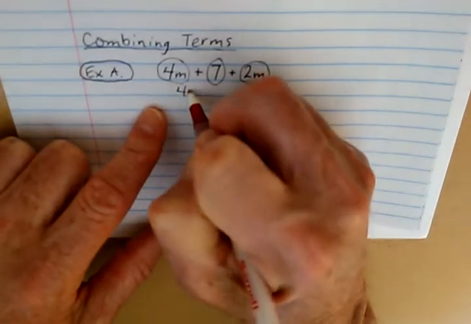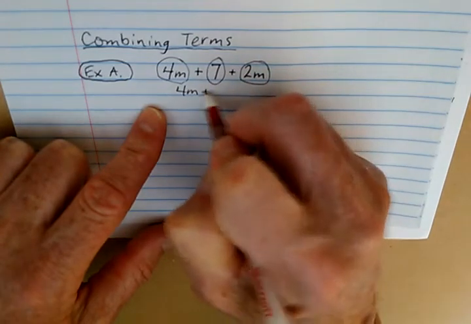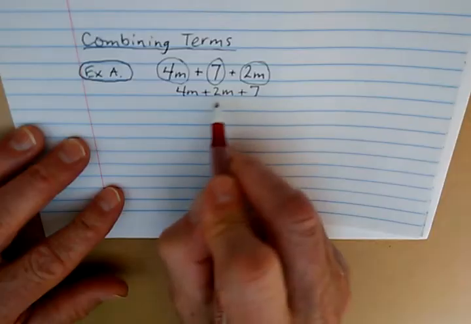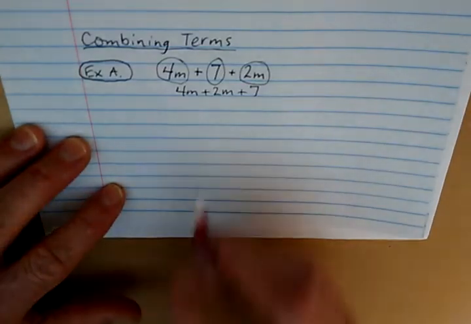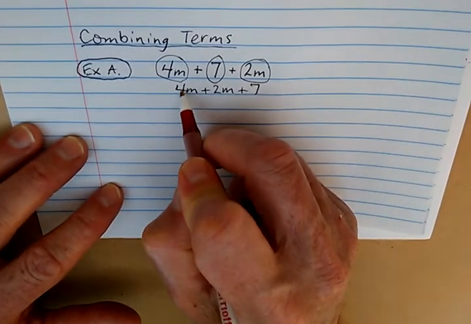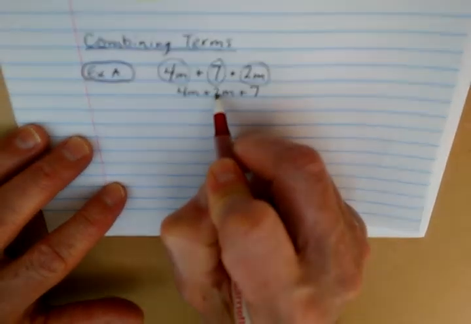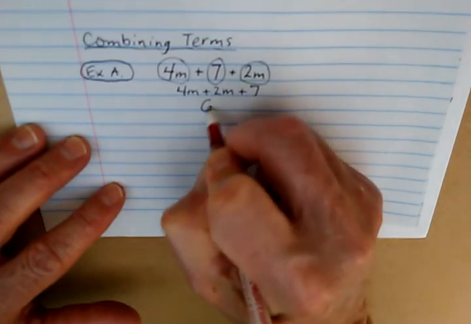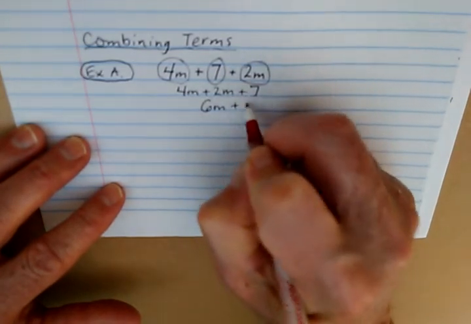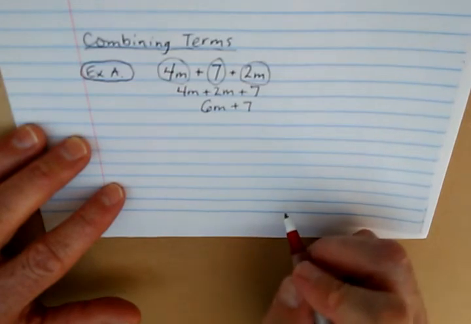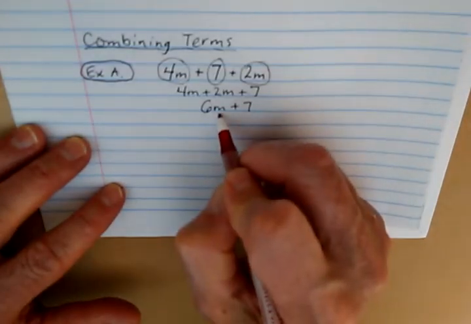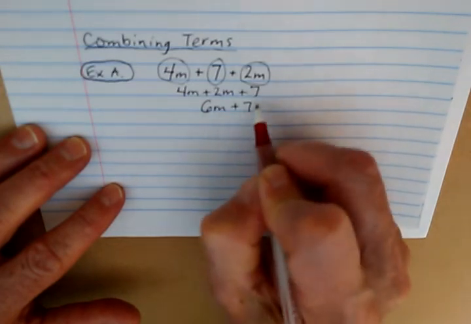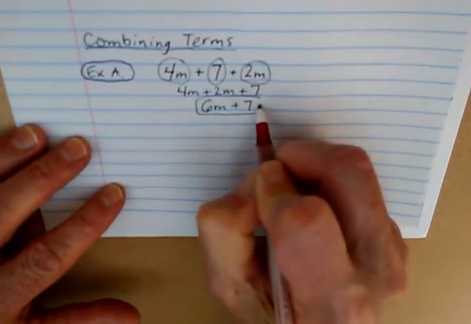We could say 4m, and we'll take this plus 2m, put it there, and then this plus 7. We can add the 4m with the 2m. The way we do that is we just add the number in front, the coefficient. So the 4 plus the 2 is 6. So instead of 4m separate from 2m, we now have 6m altogether. And we have a plus 7. And that's all we can do because we can't add a 6m with a 7 that has no letter at all. These are not like each other. These are unlike terms. So we just leave the answer there like it is.